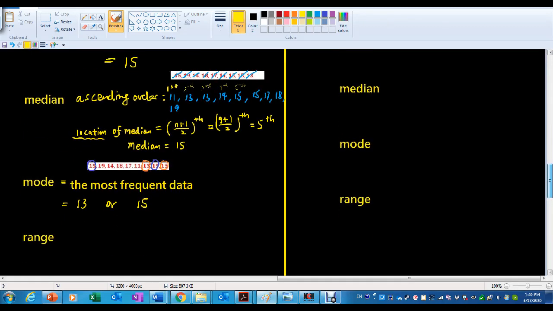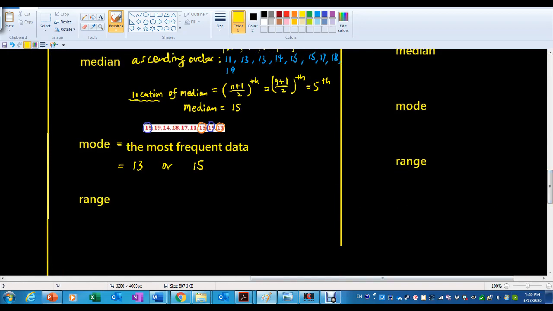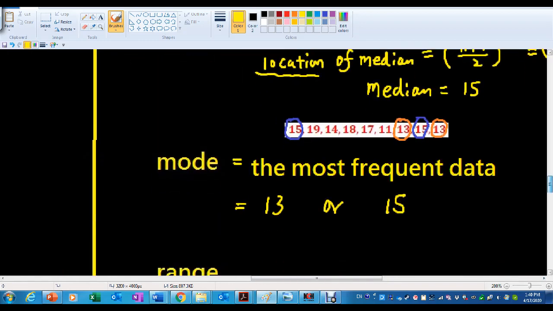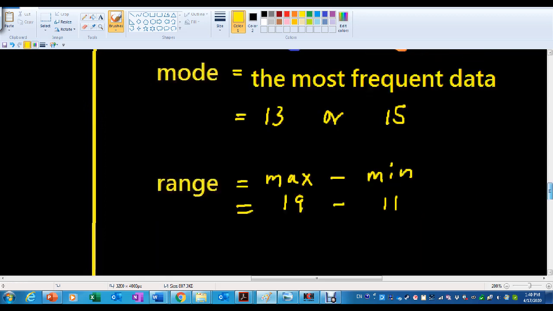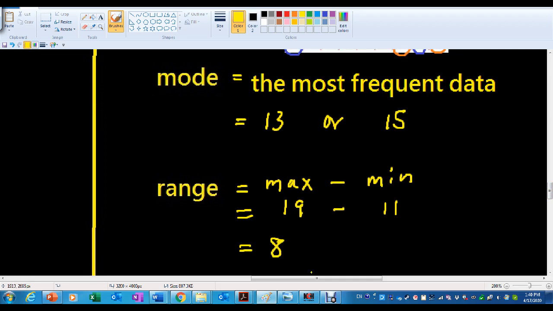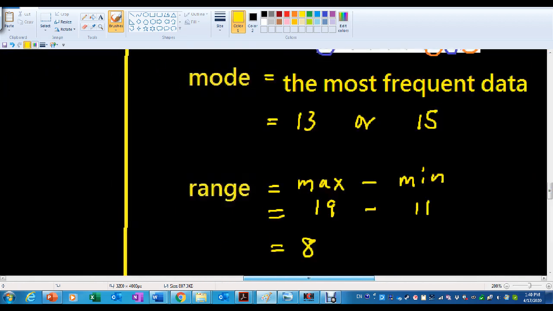And how about the range? Range is about finding the maximum take away the minimum. Remember the maximum data should be 19 and the minimum data should be 11. So you will get 8. All right, all good.